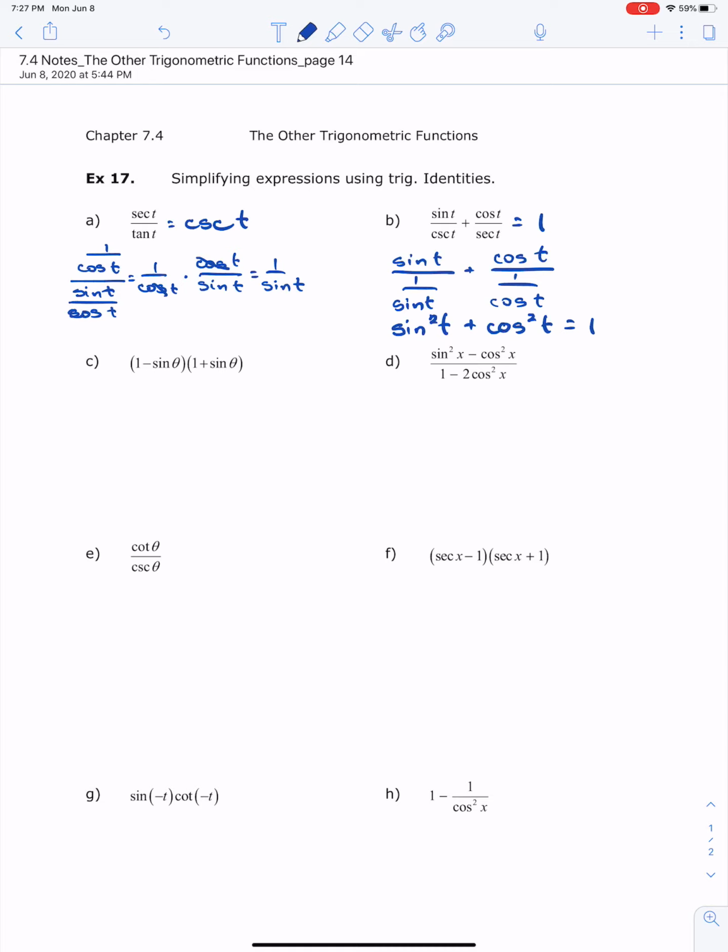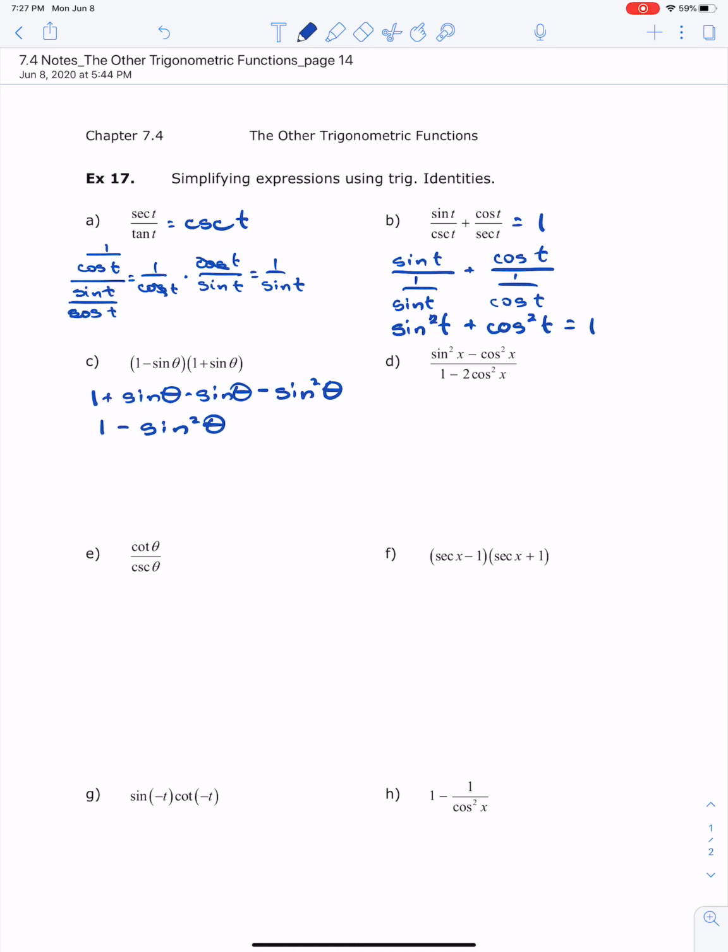C, 1 minus sine theta times 1 plus sine theta. This is going to come in really useful. We are going to use the distributive property or the FOIL method to multiply these. 1 times 1 is 1. I get plus sine theta, minus sine theta, minus sine theta times sine theta is sine squared theta. So I got 1 minus sine squared theta.